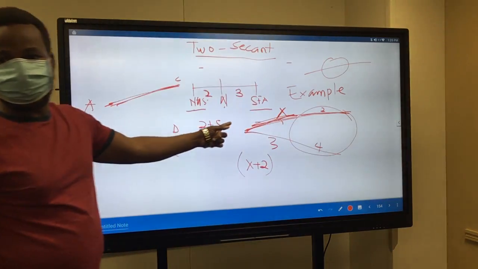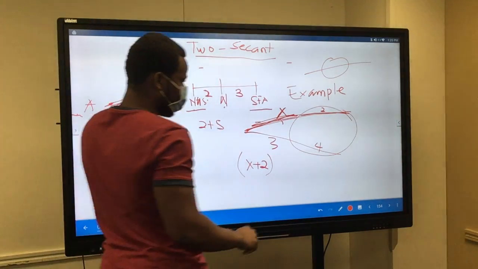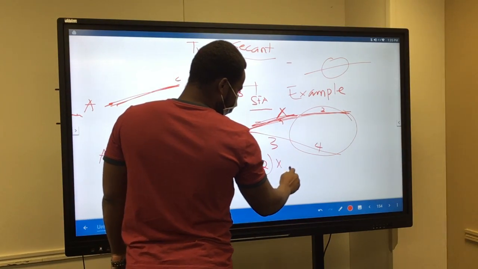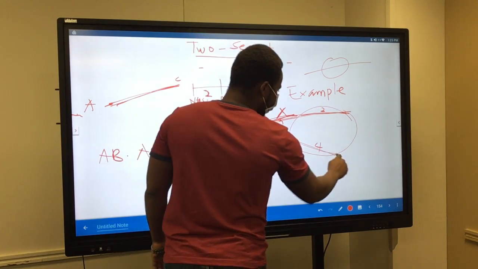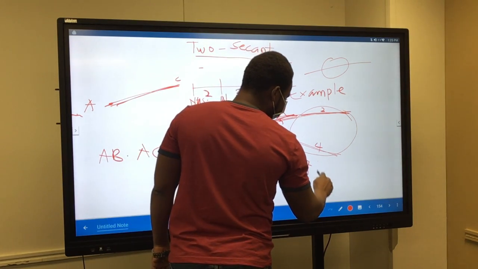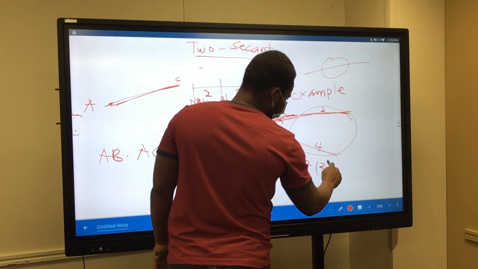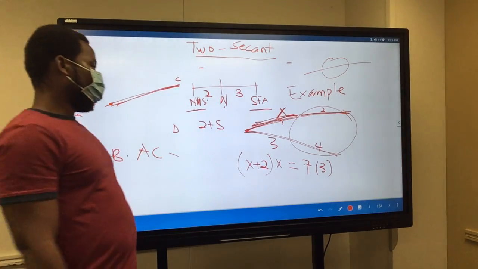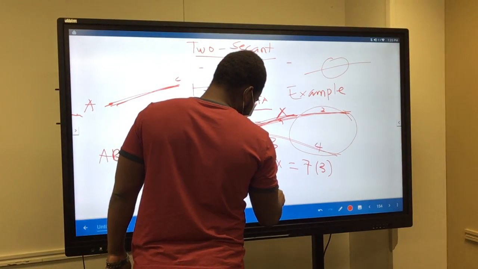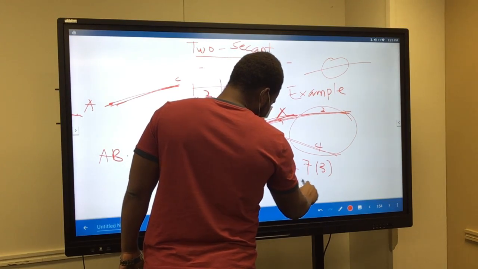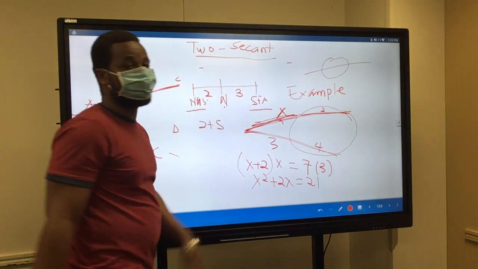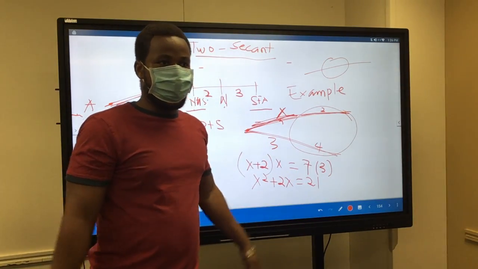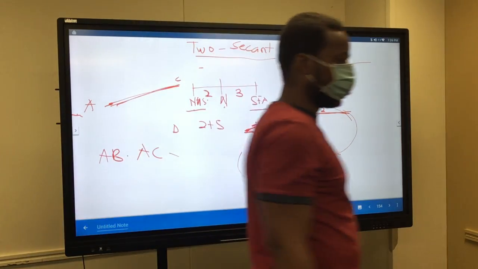That's the whole length, times the outside one. The outside one is X. In the example, the whole length is 7, times the outside one, 3. So 7 times 3 equals 21. In the other question you have to solve, x squared plus 2x is equal to 21, and you have to solve a quadratic equation. This is a little bit hard, but the idea is that you have to do that. I don't think we'll give you something as hard as this.